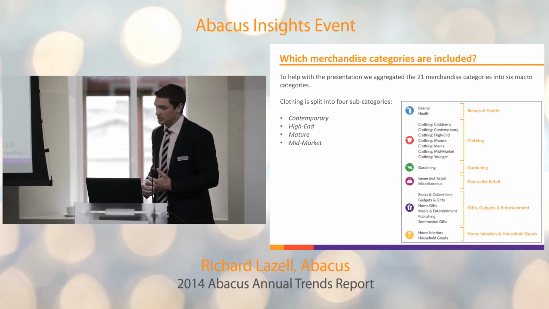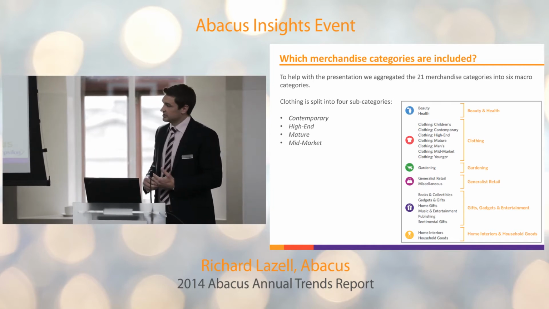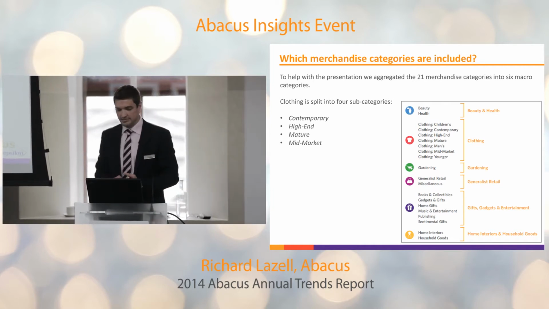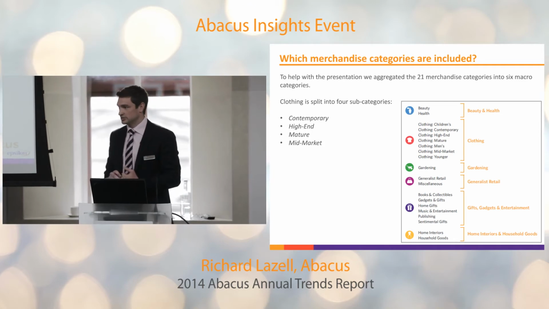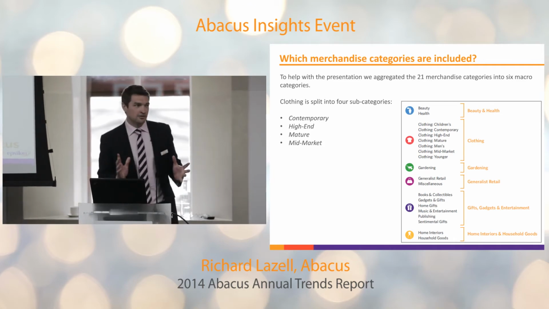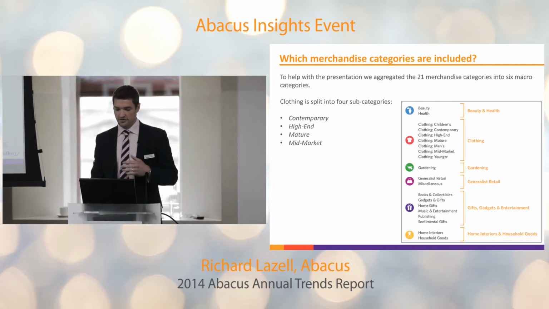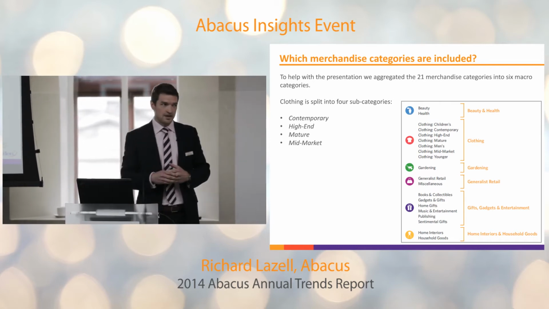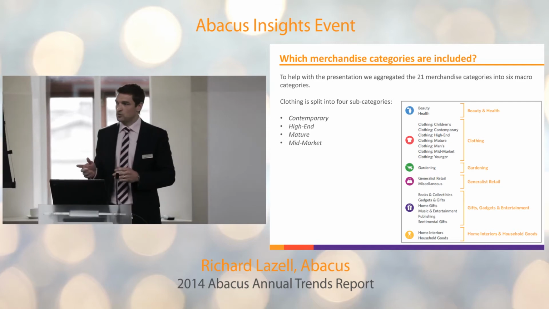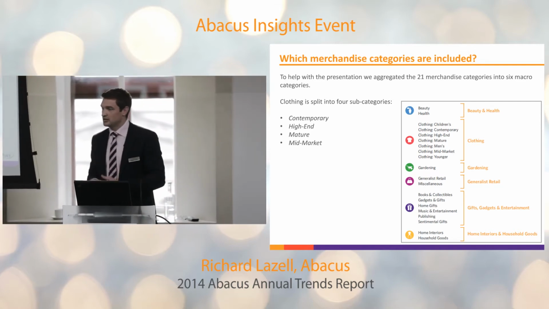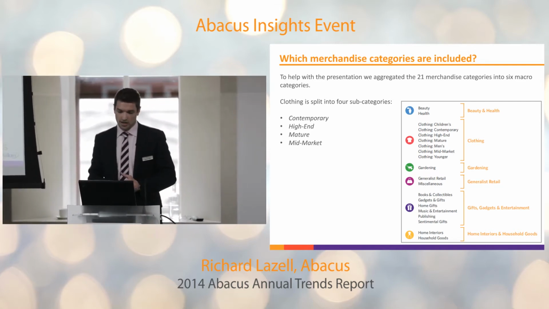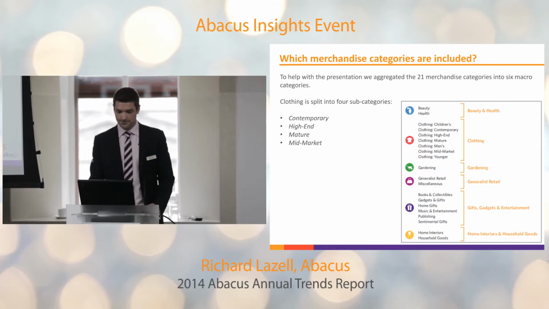Beauty and health, clothing, gardening, generalist retail, gifts, gadgets and entertainment, home interiors and household goods. Clothing though is a huge category for us. So we then created 4 subcategories, and I won't go into those now, but they are in the report. So if you want to look at contemporary clothing, mid-market, mature, or high-end, that's in the report.